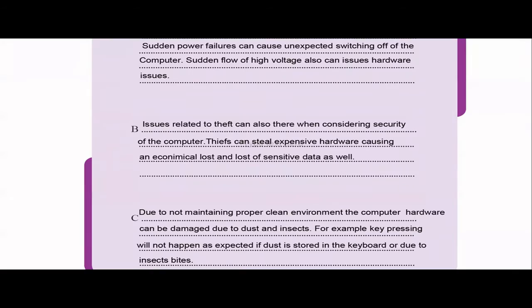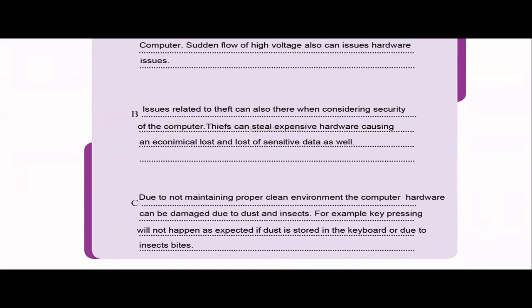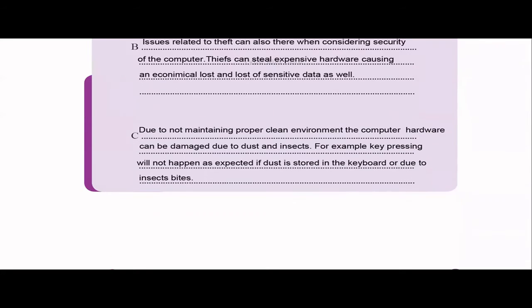For B, I have written issues related to theft. That means stealing, right? So thieves can steal your expensive hardware, and you can lose your hardware. Not only that, with the hardware, you can lose your sensitive data also sometimes. For example, if they steal your system unit itself, you will lose the hard disk as well. So you're going to lose this data as well. Those kinds of things you can explain.